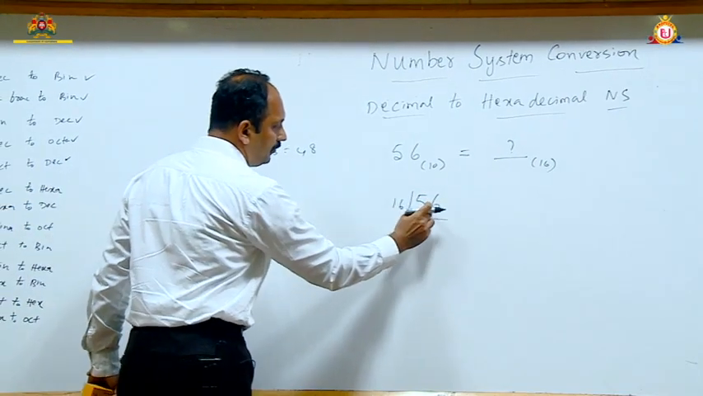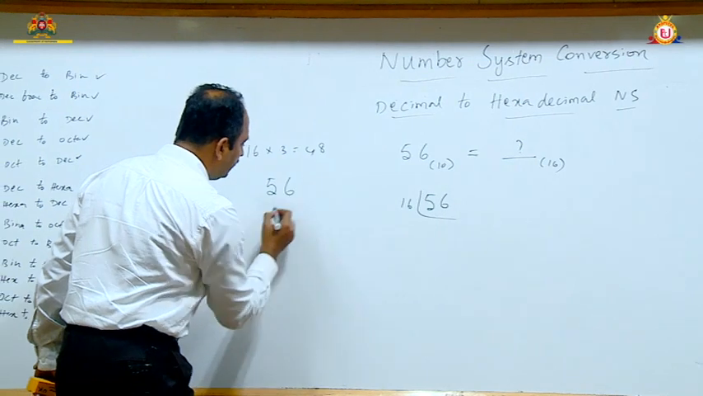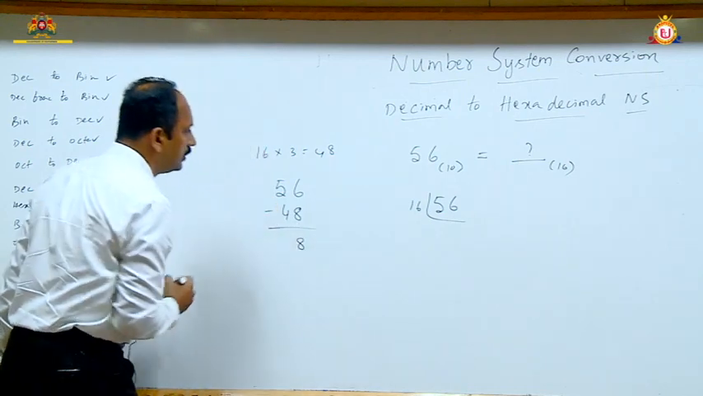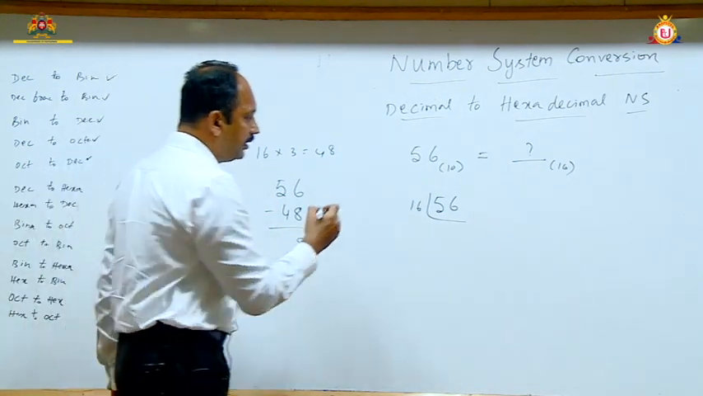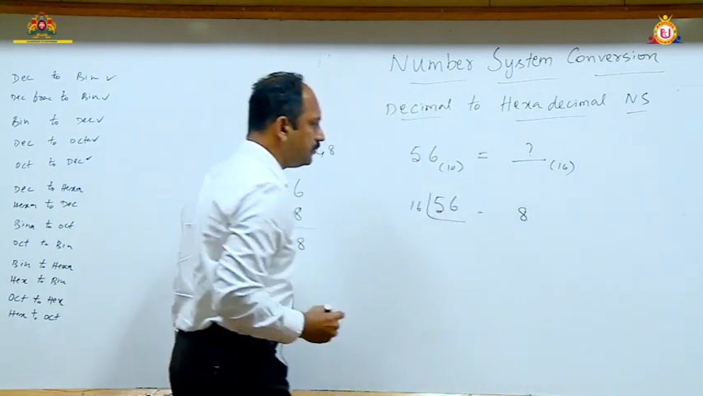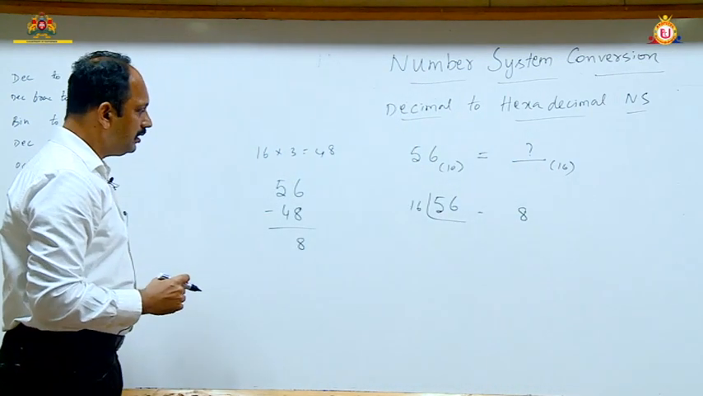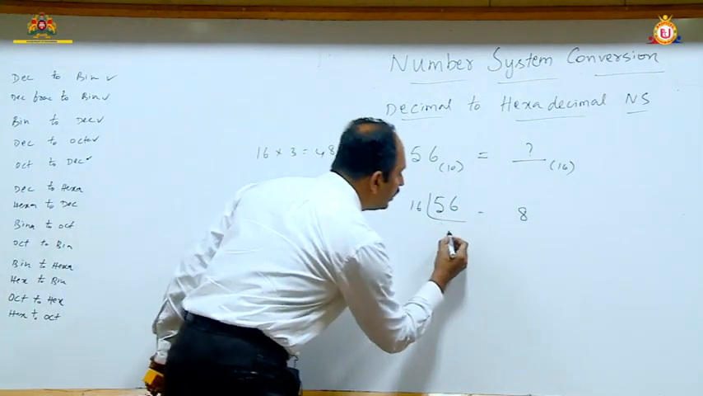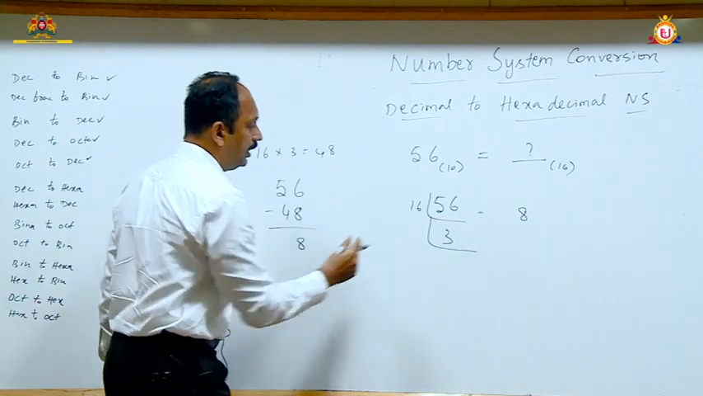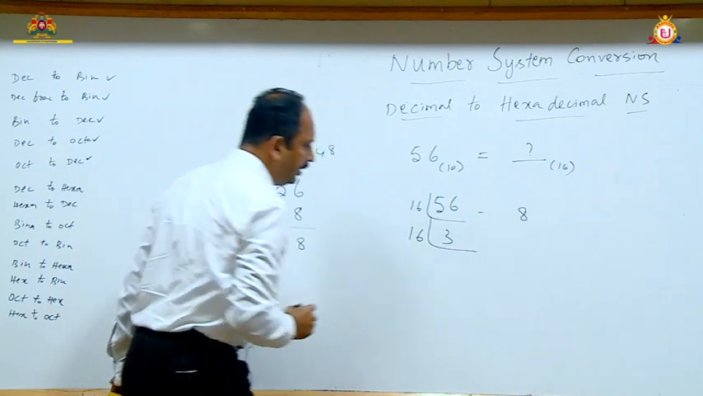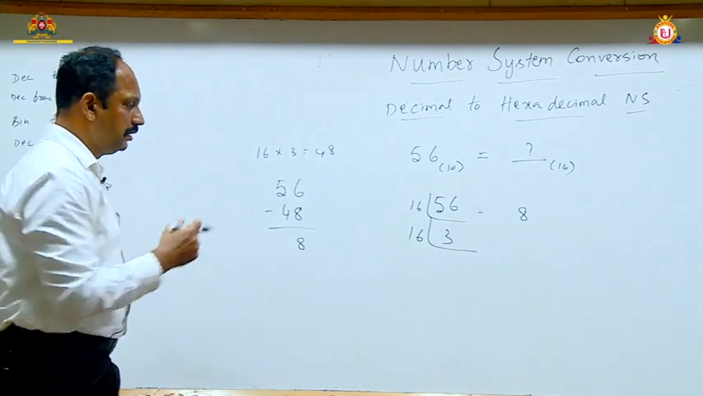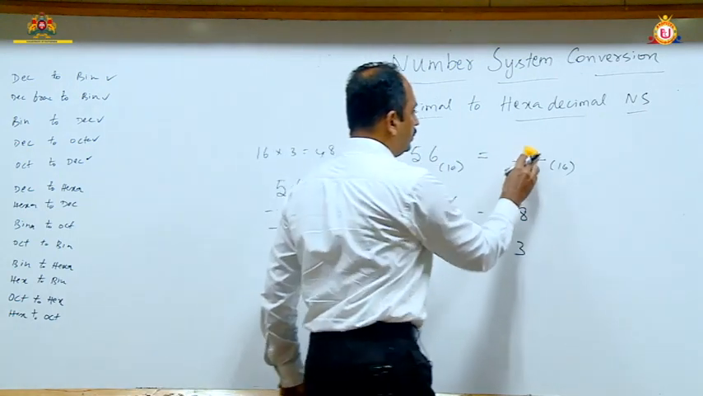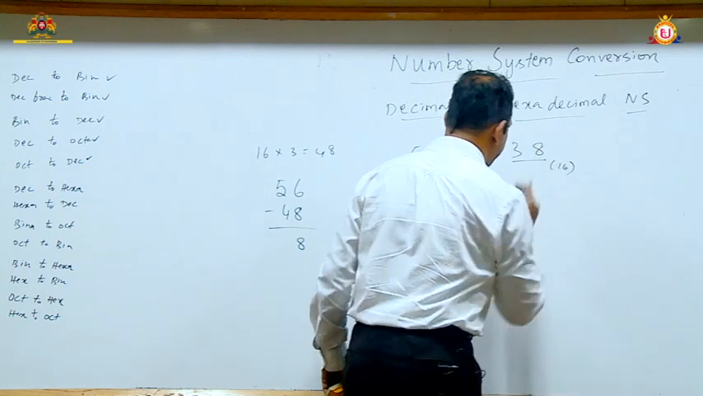What is the difference between 56 and 48? The difference, you can see, is 8. This difference is the remainder. So, 16 times 3 is 48. This 3 should be written in the next step. This 3 should be divided by 16. Can we divide 3 by 16? No, we cannot divide 3 by 16. Therefore, 3 should be written as it is. So, this number is 38.